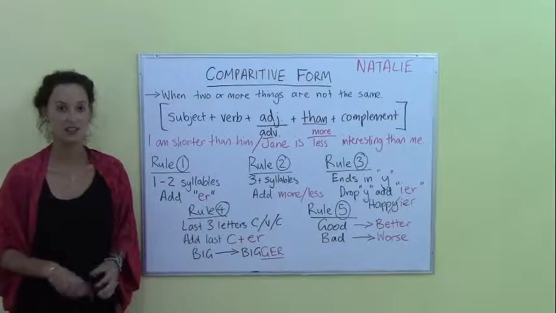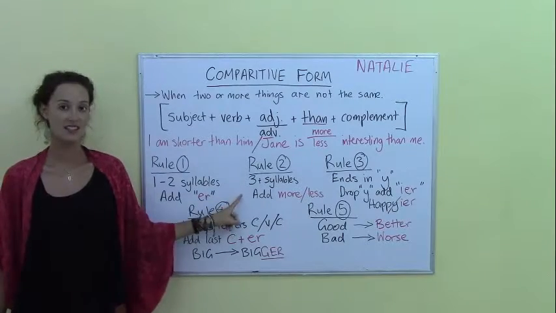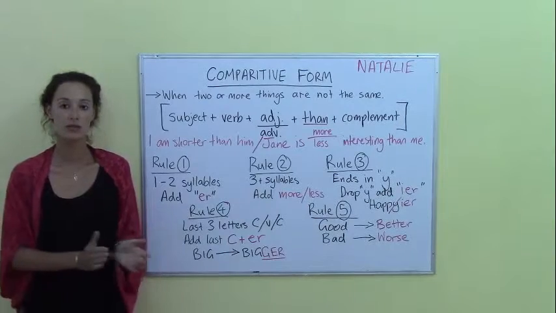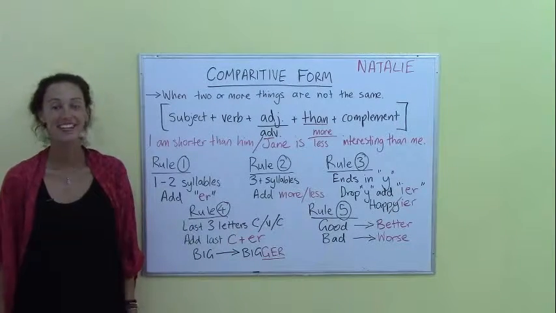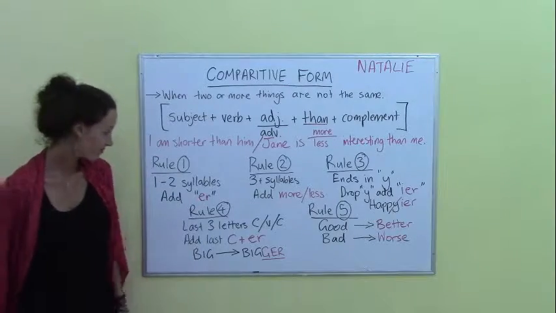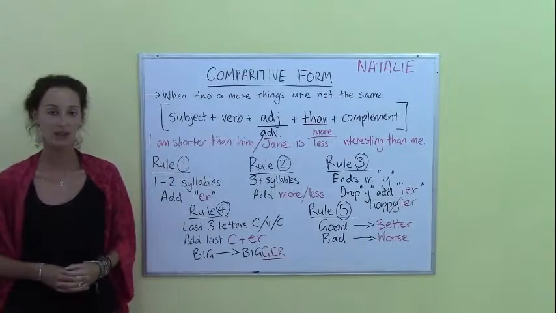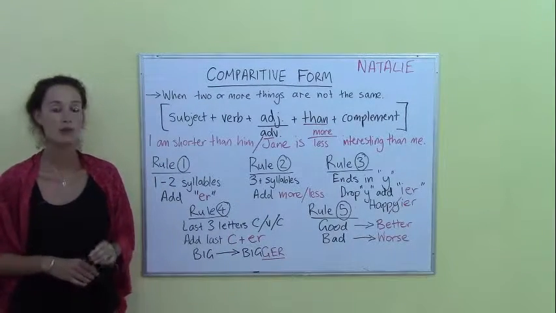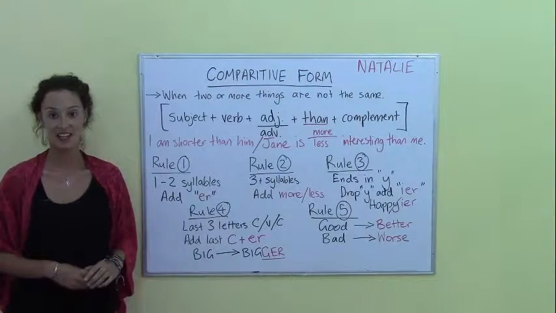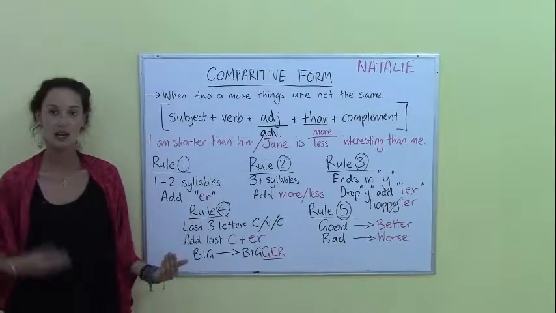You keep the e. Rule number 2, 3 or more syllables, you add more or less before the adjective or the adverb. For example, beautiful. For example, he was more beautiful than she was. Rule number 3, adjectives or adverbs ending in y, regardless if the letter before is a consonant or a vowel, you drop the y and you add ier. For example, pretty becomes prettier, happy becomes happier.